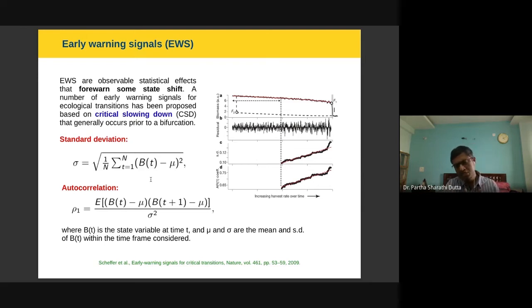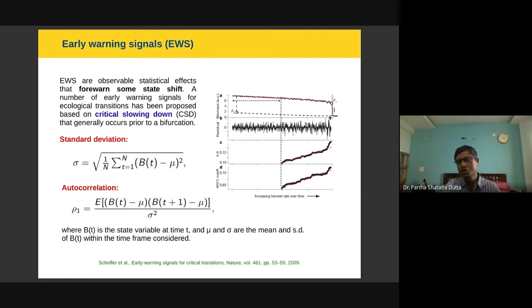If I just keep on doing this process and plot the standard deviation and autocorrelation for the points 50 to 100, and if I draw them one by one, I am going to get the trends. And why are these increasing trends there? These increasing trends are there because the system has a bifurcation, and in the stochastic time series, information of critical slowing down is hidden.